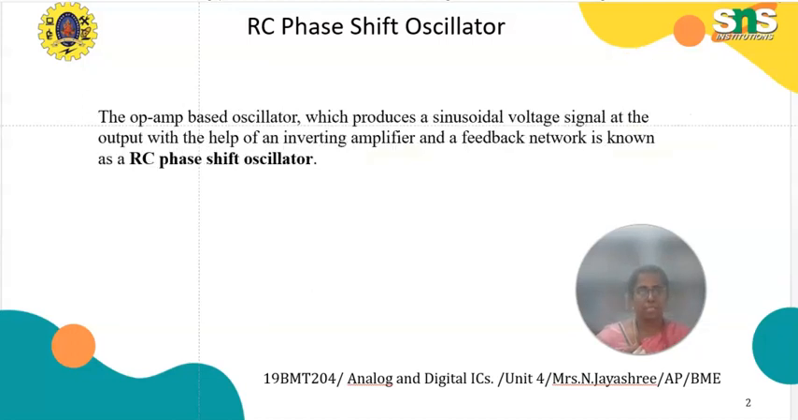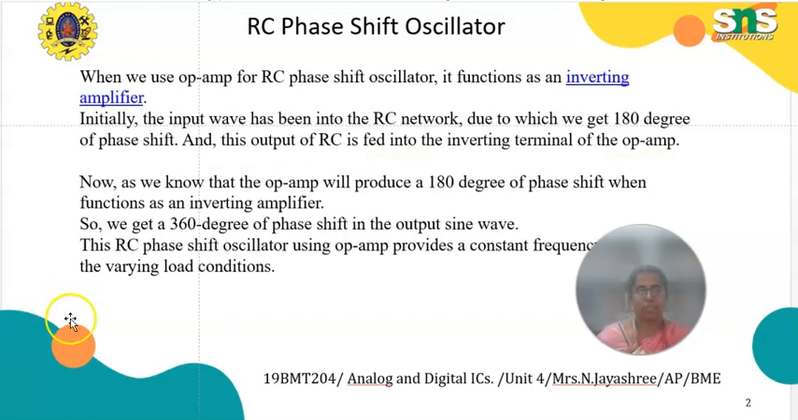The RC phase shift oscillator is defined as producing a sinusoidal voltage signal at the output with the help of an inverting amplifier and the feedback network. When we use an op-amp for the RC phase shift oscillator, it functions as an inverting amplifier. Initially, the input wave goes into the RC network, due to which we get a 180-degree phase shift. The output of the RC network is fed back into the inverting terminal of the op-amp. The op-amp produces a 180-degree phase shift when it functions as an inverting amplifier, giving a 360-degree phase shift as an output sine wave.